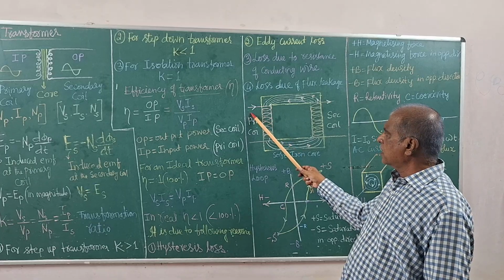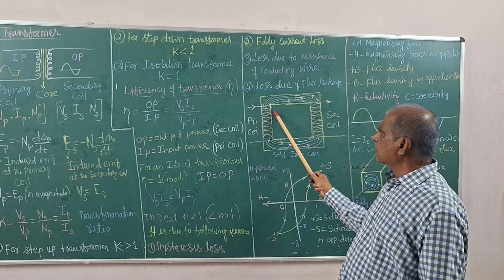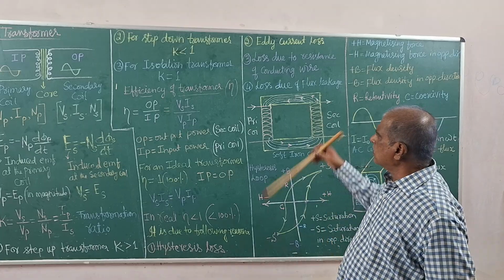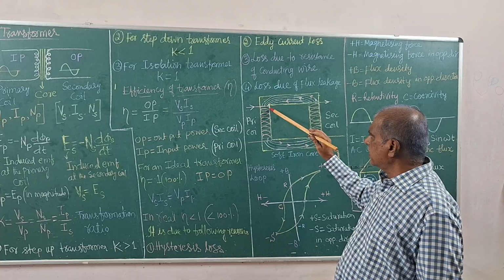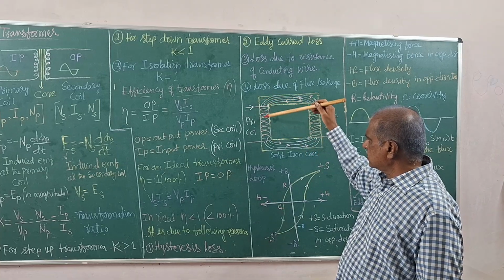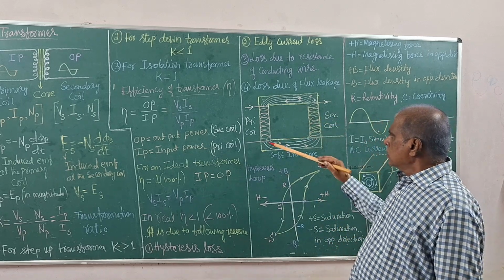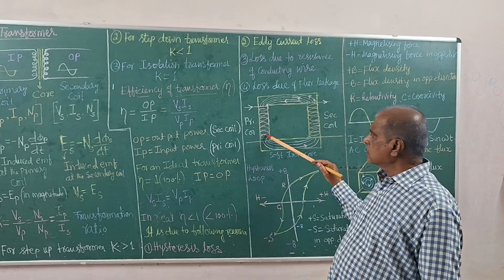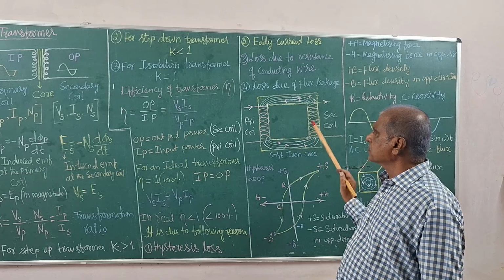Let us pass electric current through the coil. When you pass electric current through the coil, magnetic field is induced along the axis of the coil. On passing electric current, it induces magnetic field along the axis of the coil. Electromagnetic induction. So this power transfer is by the principle of electromagnetic induction.